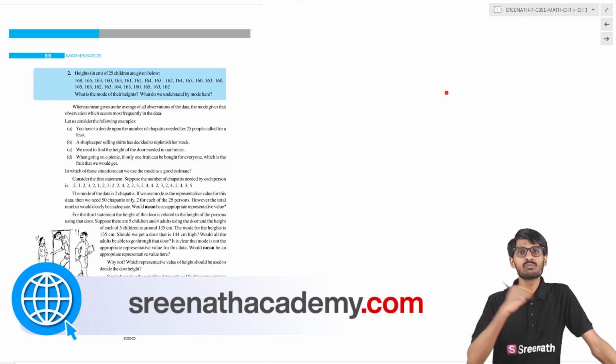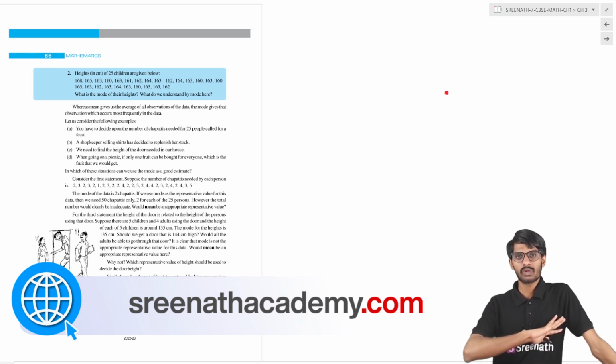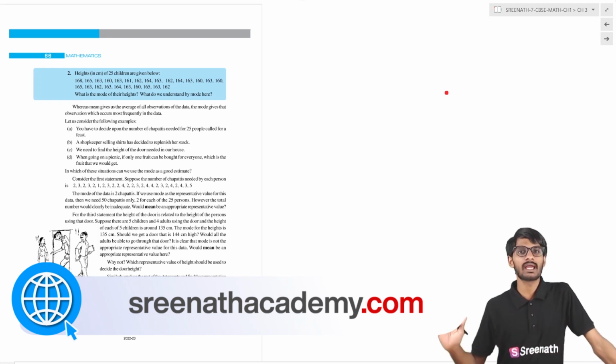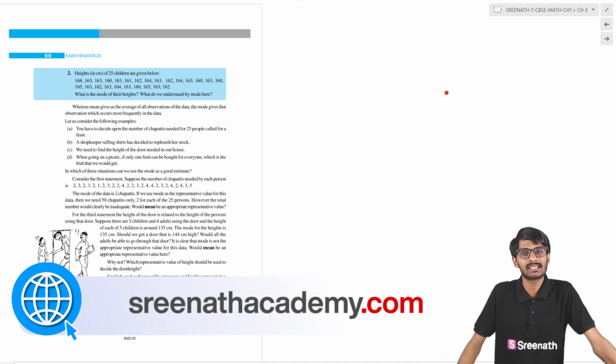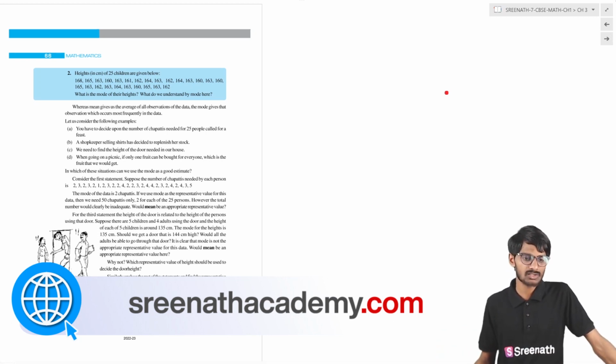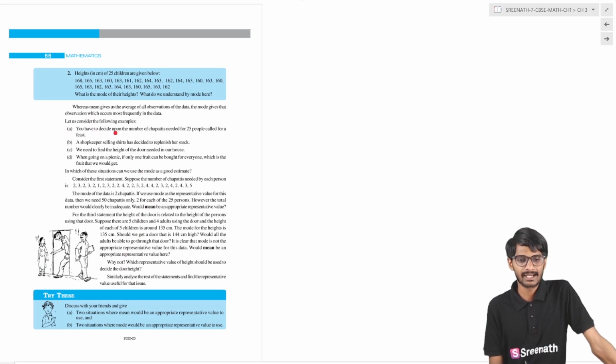So we have mean, median and mode. So we have all sufficient data. We need not anything else. You may think like that, but that is not true, students. We have to decide upon the number of chapatis needed for 25 people called for a feast. Basically, the first person will eat 2, the second person will eat 3, the third person will eat 2. So this is the data of 25 persons.